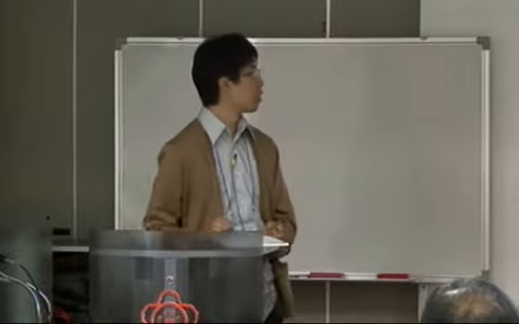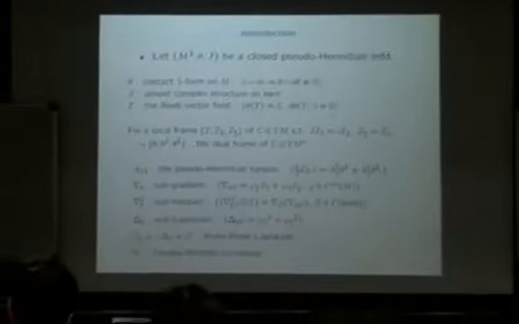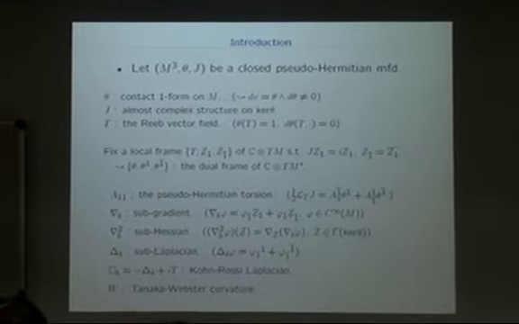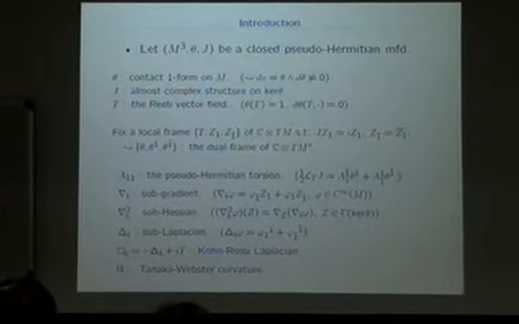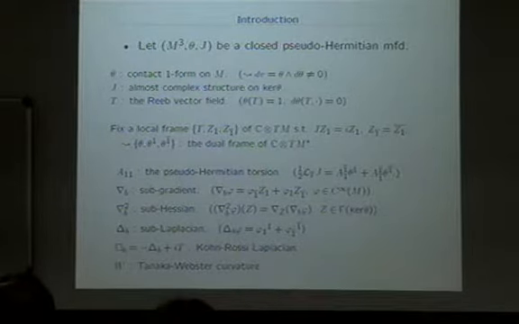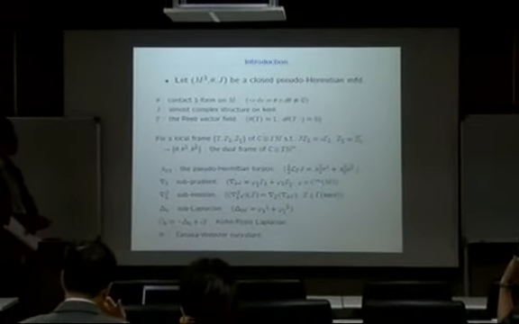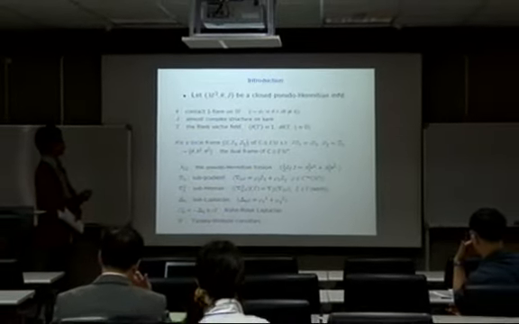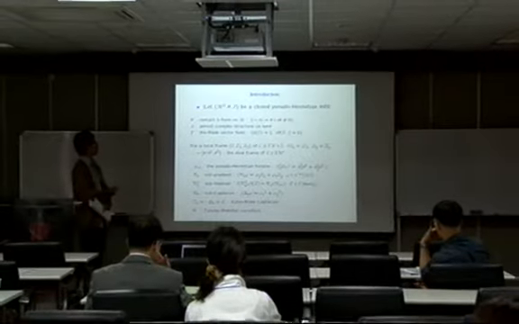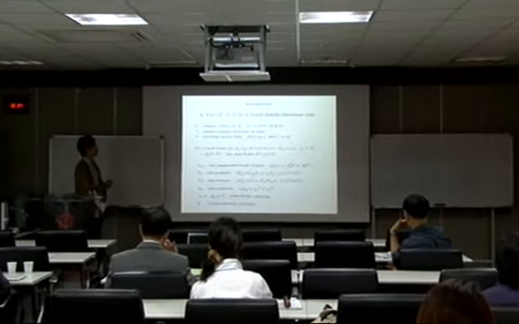Let us begin with a brief review of CR manifolds. Today I call a strongly pseudo-convex manifold simply a CR manifold or pseudo-Hermitian manifold. And in this talk we always assume the manifold is closed, compact, without boundary, and the dimension is 3.